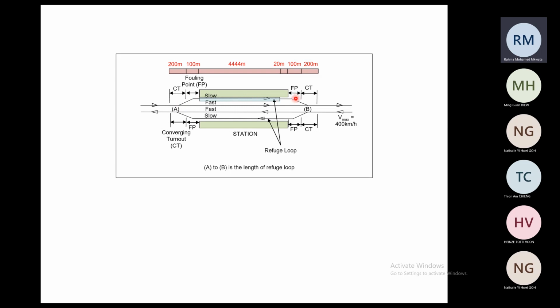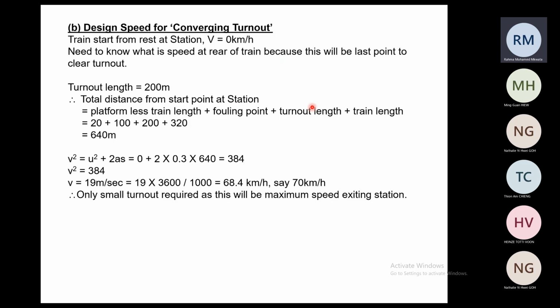So if you go to the refuge loop and you're leaving the platform and going to the main line already, it wants us to design the speed at the converging turnout. Okay. So we know that the train, because it has come to rest, will start from rest at the station, having the initial speed of 0 kilometers per hour.